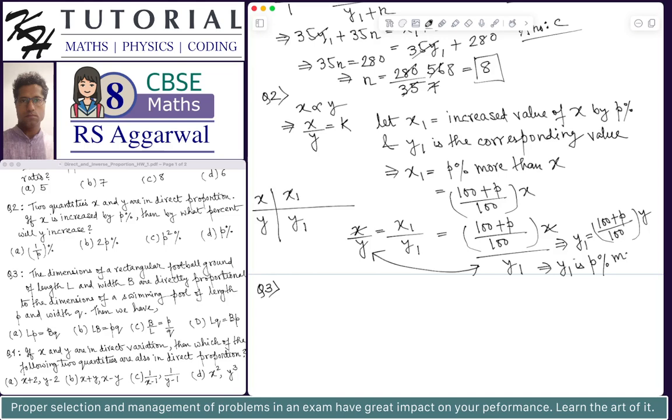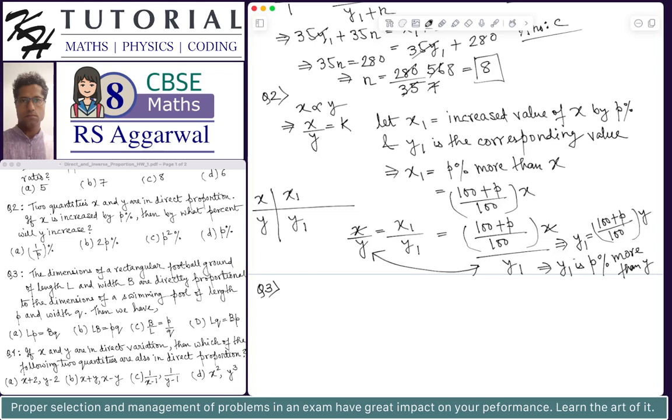more than y. So this is a very basic concept of percentage, that if y1 is equal to 100 plus p divided by 100 into y, then y1 is basically, from the concept of percentage, p% more than y.